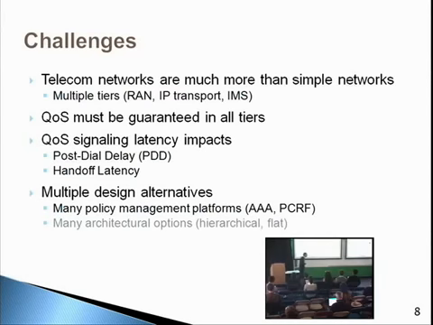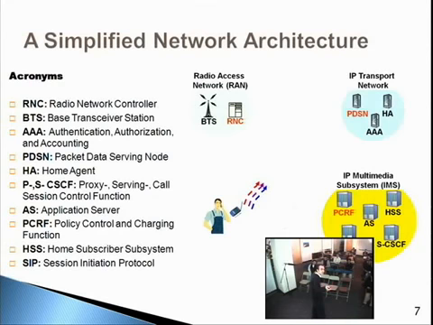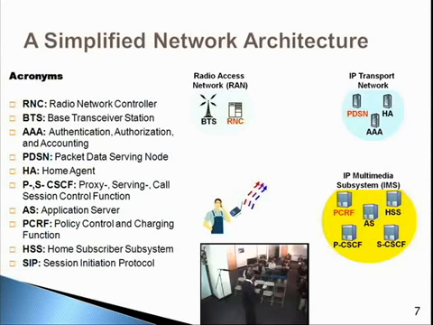There are multiple design challenges in deploying the next generation networks, and multiple design alternatives in terms of these policy functions. We saw on the previous slide that we have a AAA server, an authentication and authorization server, authorizing for the IP network and for the radio network. And we have this policy control and charging function authorizing from the service perspective. So we have two policy functions, and we're trying to minimize the conflicts in the roles of these policy servers.